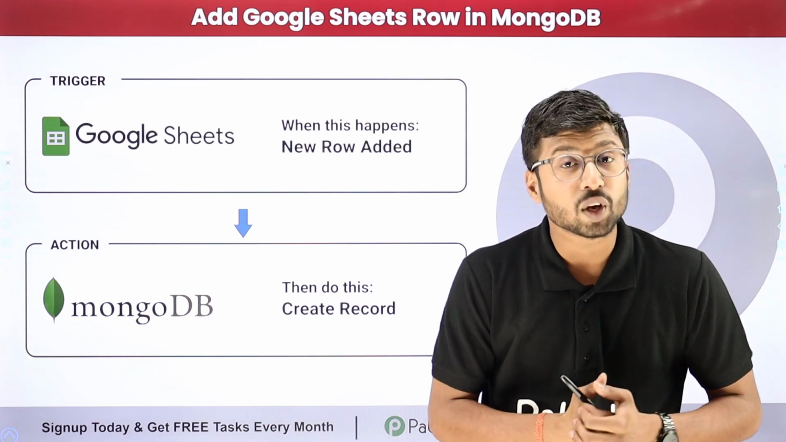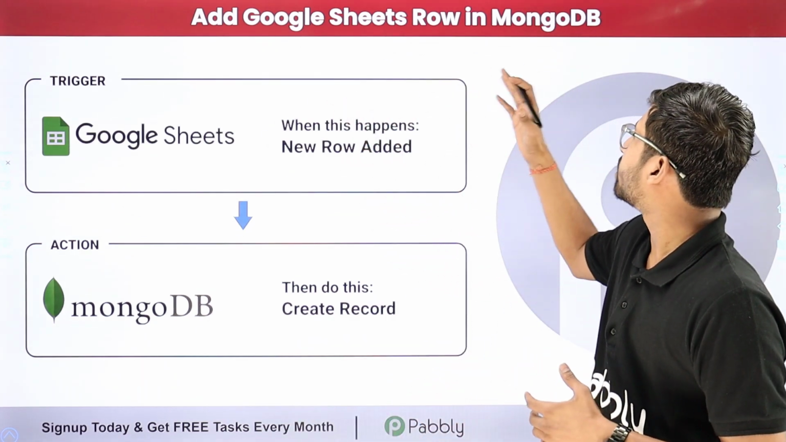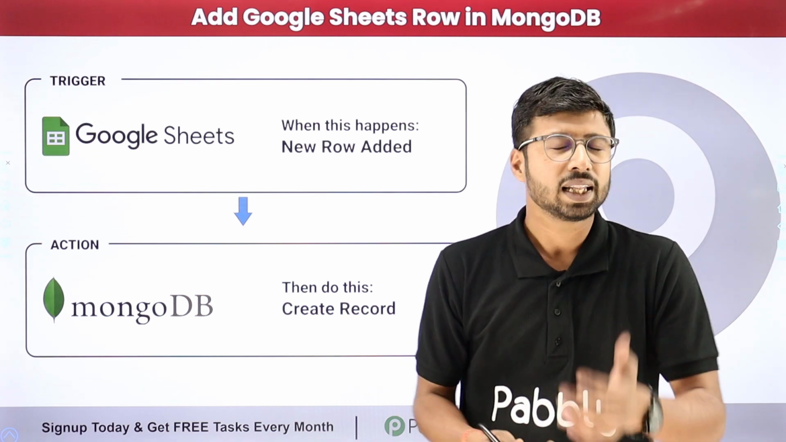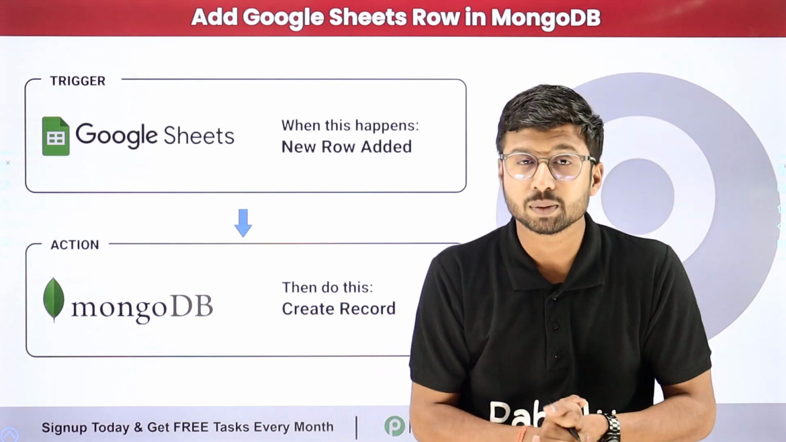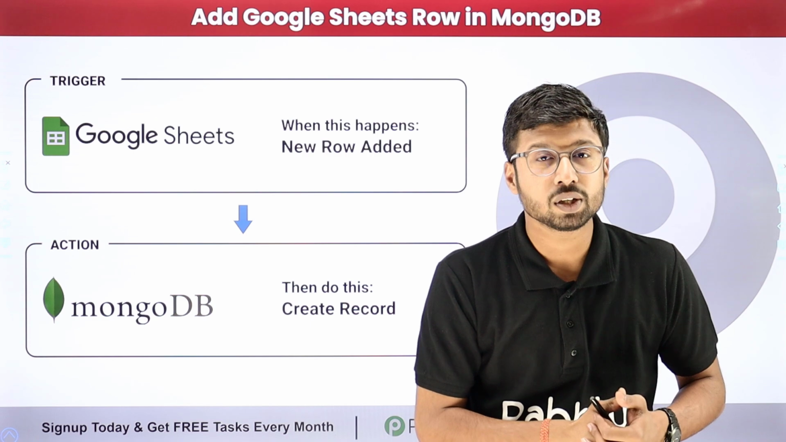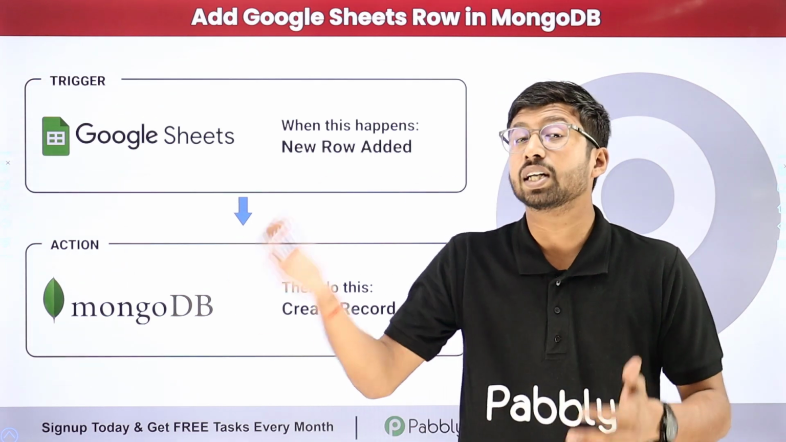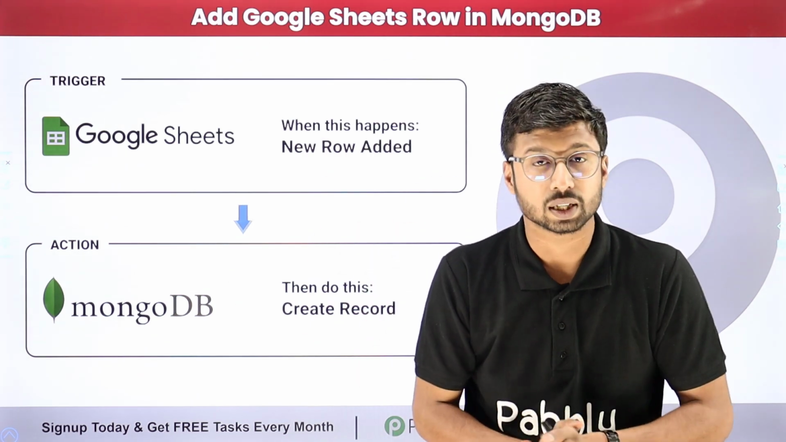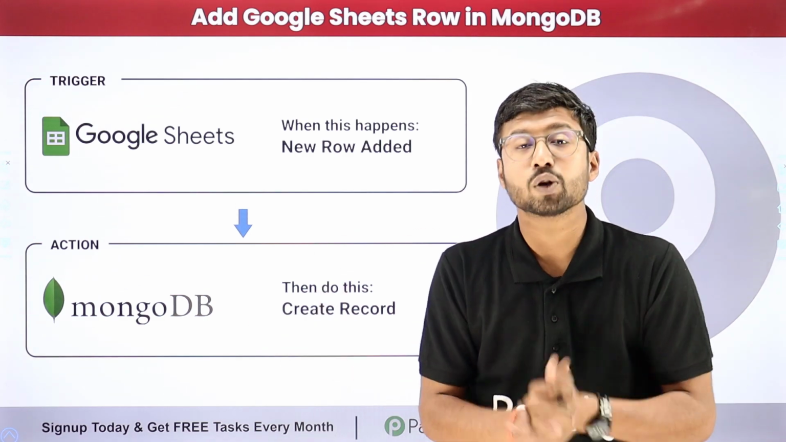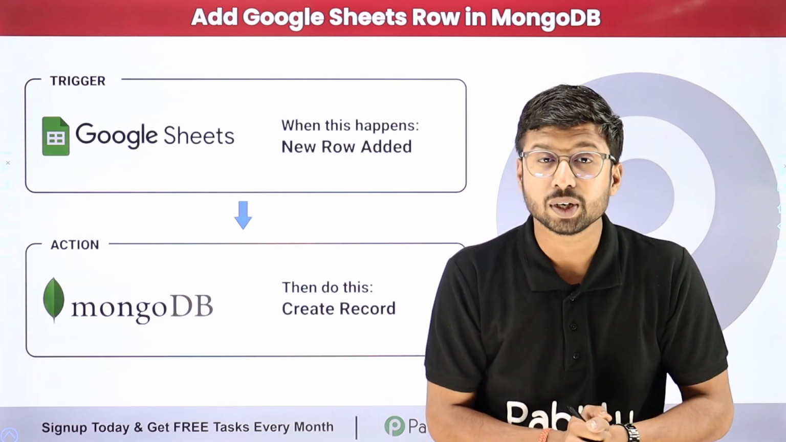So in this video, we are going to learn how to add a Google Sheet row in MongoDB. Let's say from various sources, you are getting some data which you are adding in a Google spreadsheet, and you want to add the same data in your MongoDB database as well. So let me tell you, you can connect both of these applications and automate this complete process.